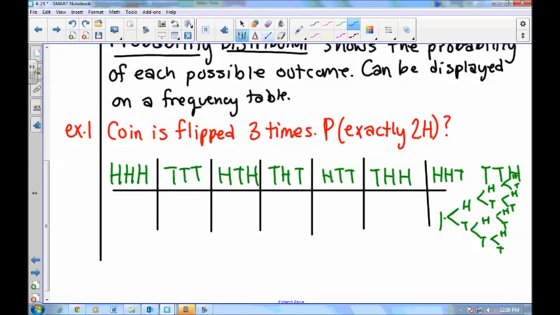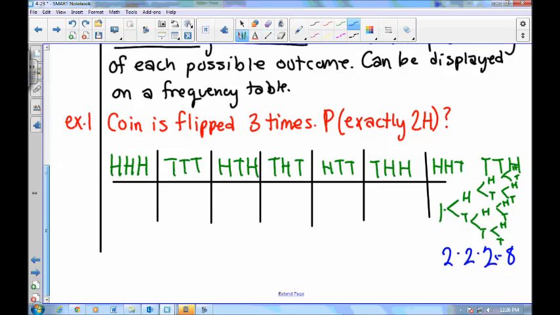Okay, the first option had 2 choices, heads or tails. The second option had 2 choices, heads or tails. The third flip had 2 choices. What's 2 times 2 times 2? 8. So it's called the fundamental counting principle. That can help you figure out how many categories there will actually be.